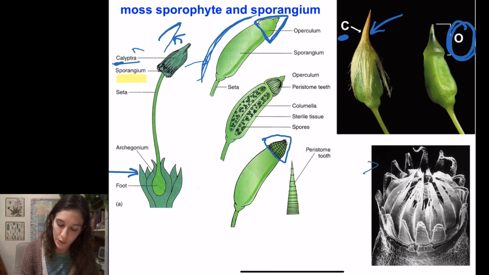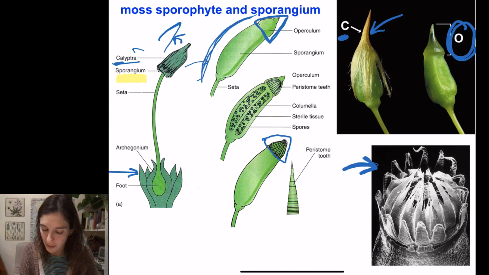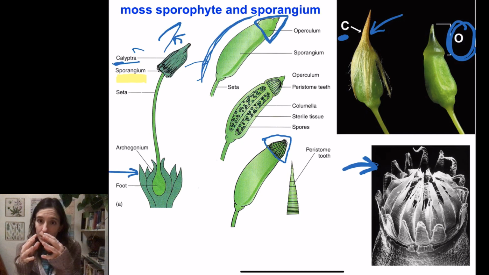And this is so cool down here. This is a scanning electron microscopy image of those peristome teeth. They're closed like that at first, and they will open and close relative to the humidity, and this will allow them to disperse their spores when the conditions are just right.